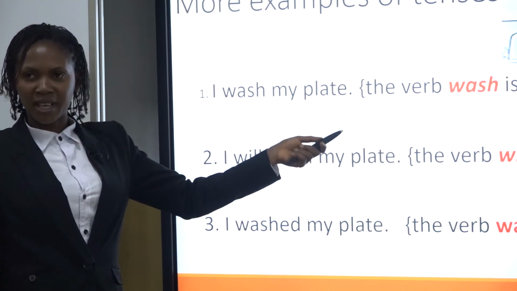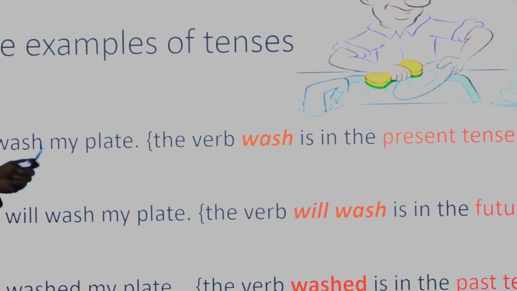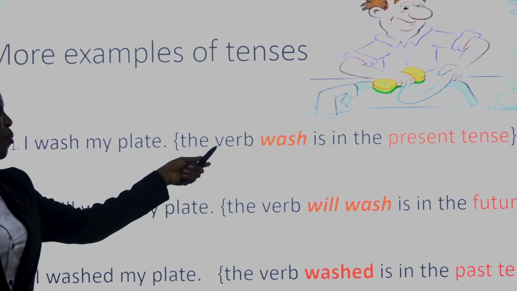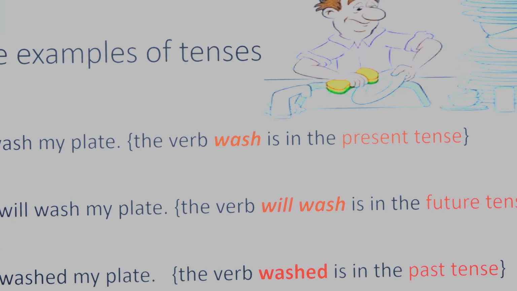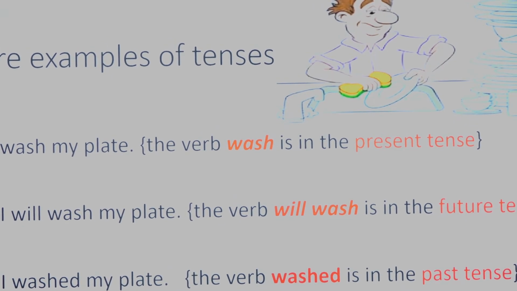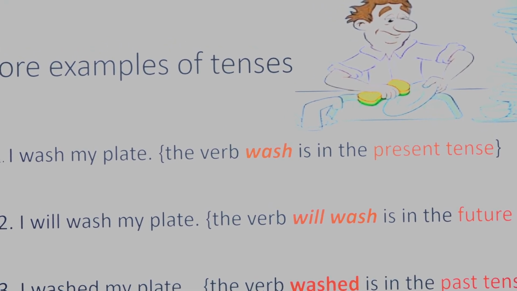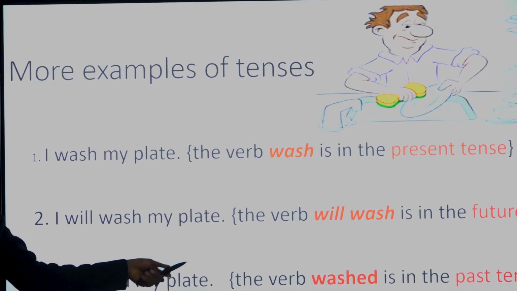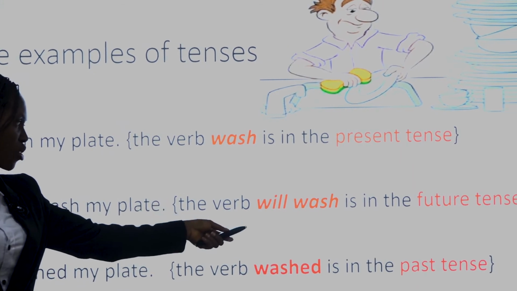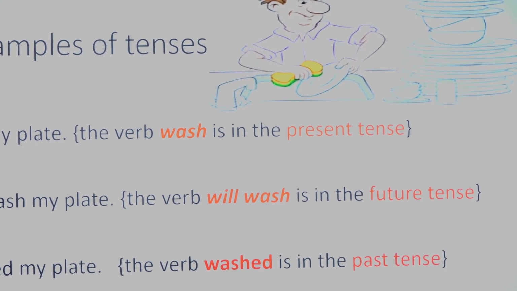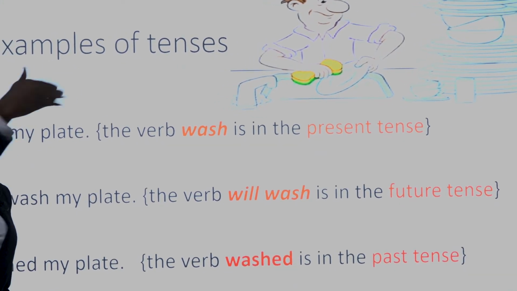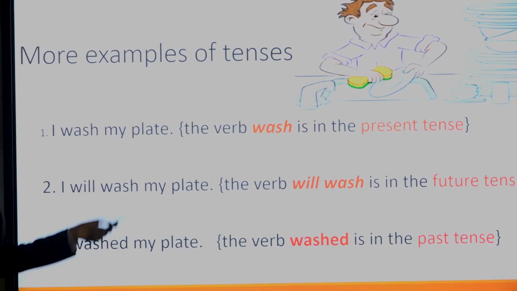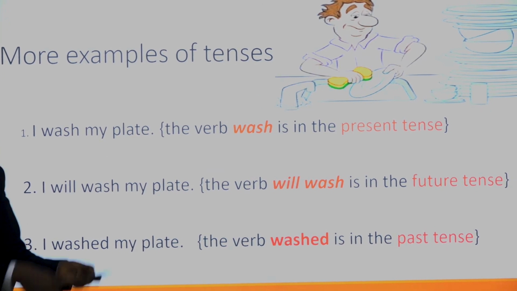More examples of tenses. I wash my plate. The verb wash is in the present tense. I wash my plate is what is talked about in the present. I will wash my plate. The verb will wash is in the future tense, telling you that I will still wash my plate. But the other one says what? I wash, meaning that is what?